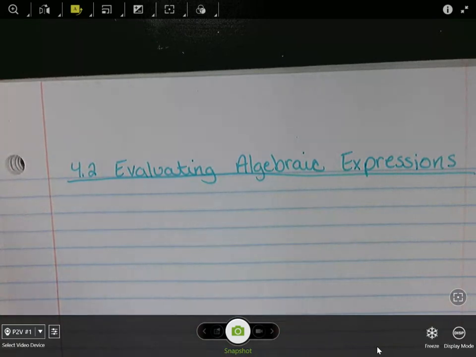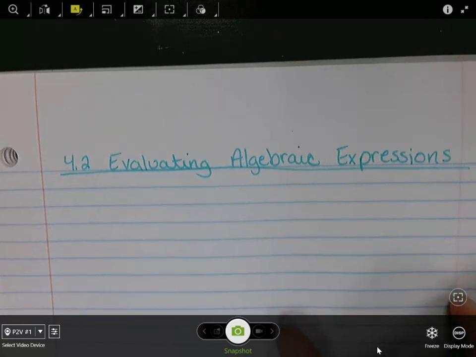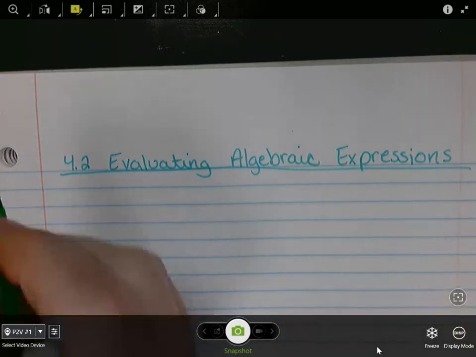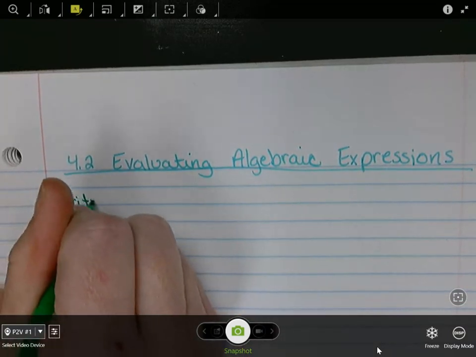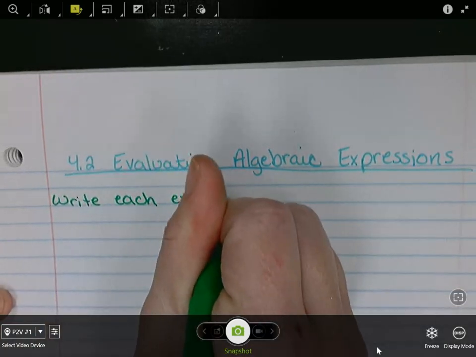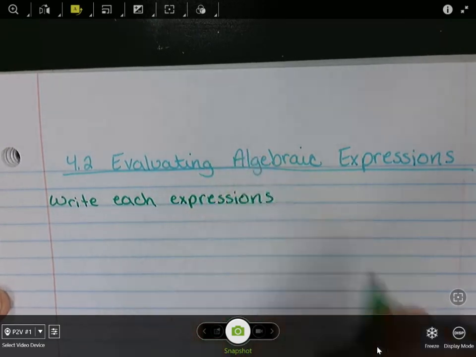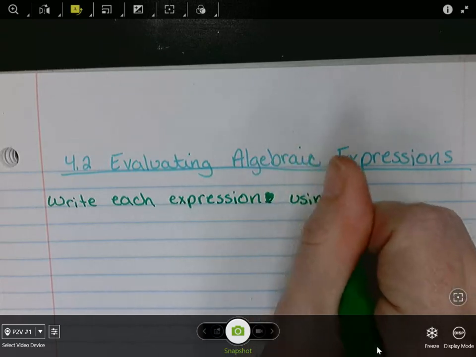All right, so far we have talked about what an algebraic expression is, and we've talked about all the different parts of an algebraic expression and how to break up the terms and identify the coefficients and the constants. So the first thing we're going to do is write an algebraic expression using exponents. For the directions, write each expression using exponents. Make sure you write these directions down so you'll know what it's asking you to do in your assignments.